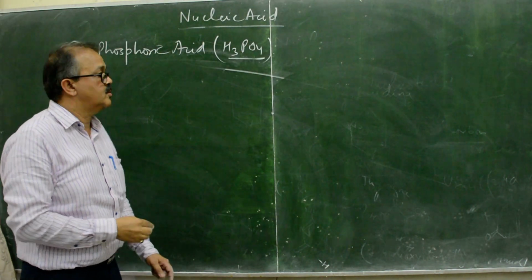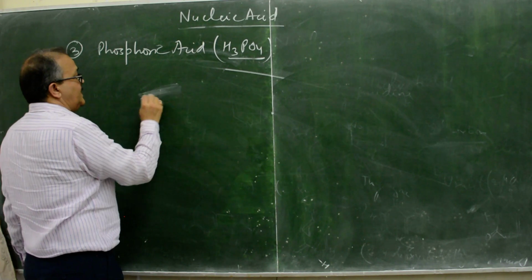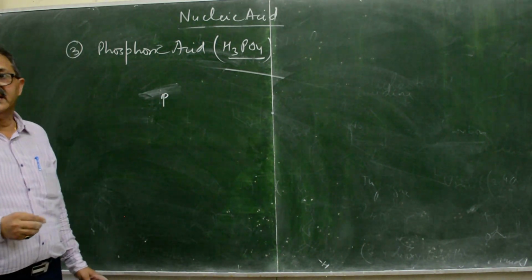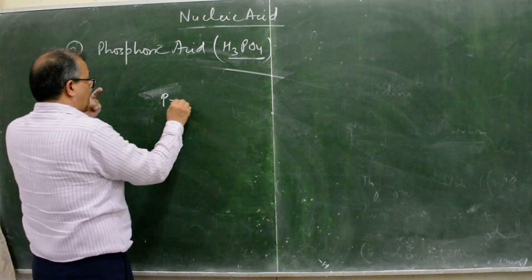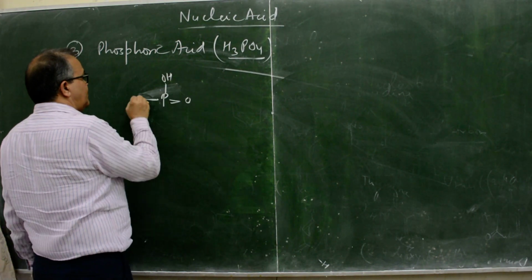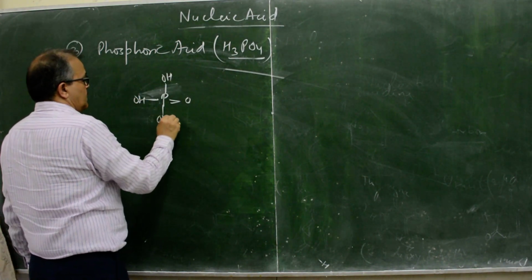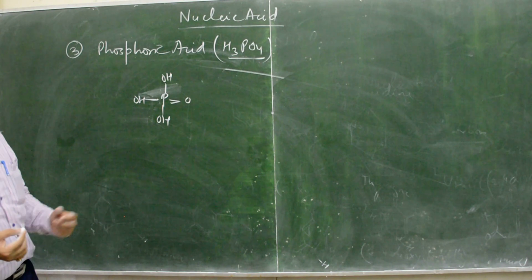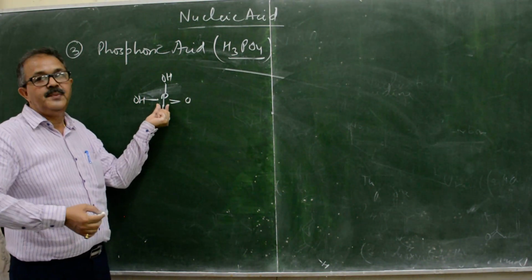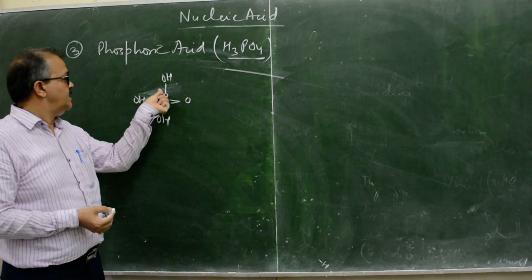H3PO4. Why? The valency of P is 5. So there is a double bond to O, and only 3 hydrogens will be there. H3PO4, because it will satisfy the valency of P: 5, 2, 3, 4, 5.